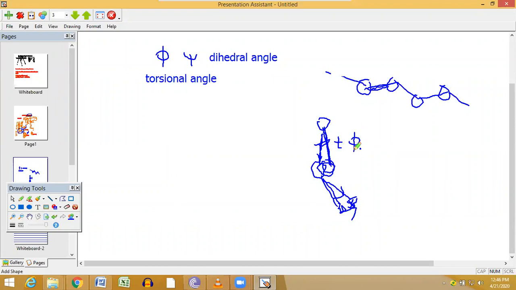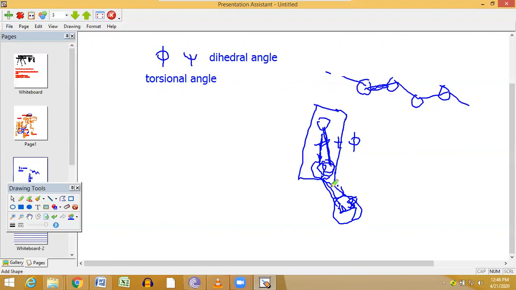Okay. And what is the dihedral angle? The dihedral angle is the angle between two planes. Now we are not coming to bonds only, we are coming to planes. How? Say now you have to consider two planes. Say this is one plane.